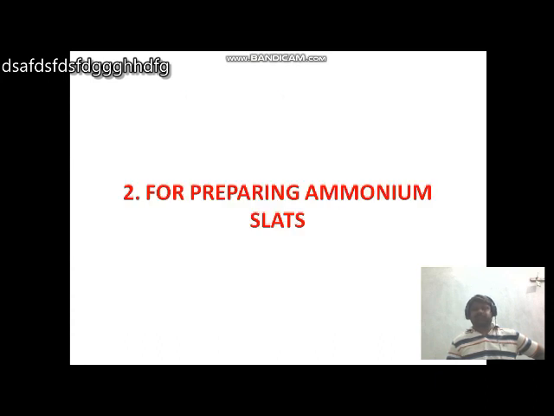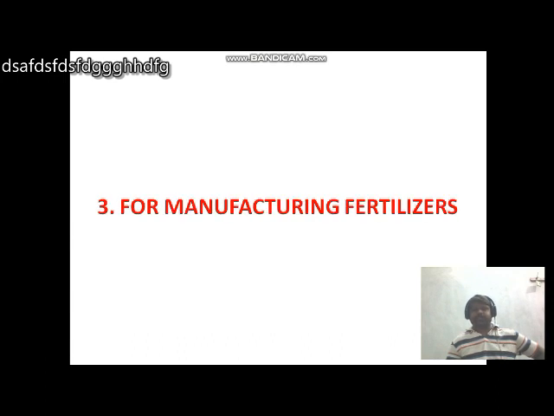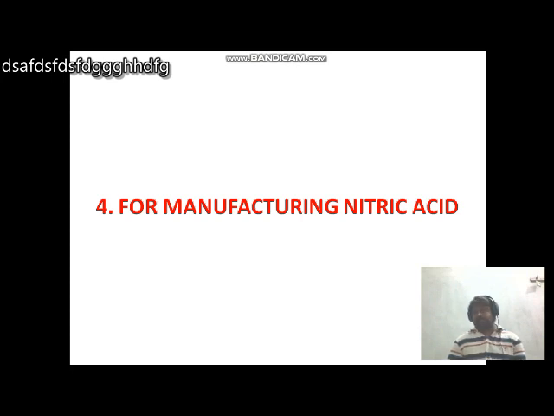Next, ammonium hydroxide is useful for making ammonium salts. Those ammonium salts are very important to agriculture. Next, for manufacturing fertilizers. See here, Godavari fertilizers, Nagarjuna fertilizers. These are artificial fertilizers. These artificial fertilizers contain ammonium hydroxide. For manufacture of nitric acid, by using different processes, nitric acid is prepared from ammonium hydroxide.